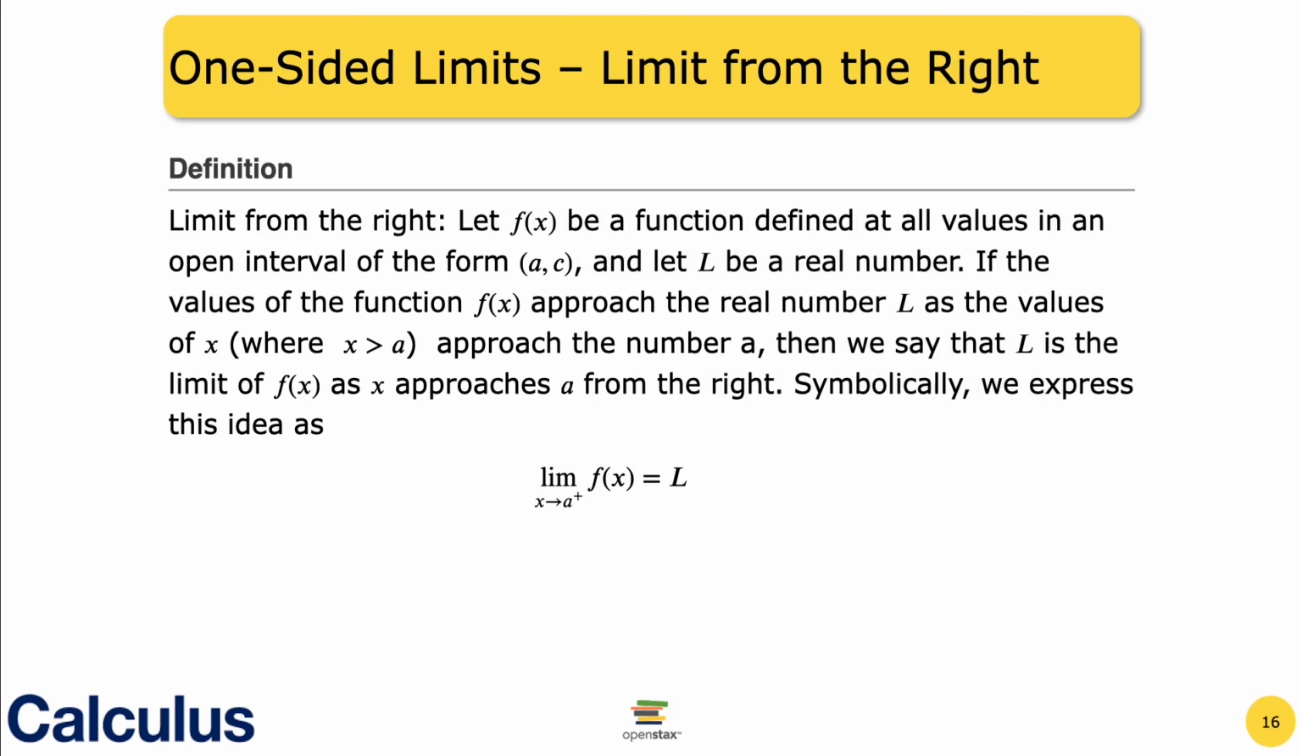One-sided limits. Limit from the right. Let f of x be a function defined at all values in an open interval of the form (a, c), and let L be a real number. If the values of the function f of x approach the real number L, as the values of x, where x is greater than a, approach the number a, then we say that L is the limit of f of x as x approaches a from the right, and symbolically, we express this idea as the limit as x approaches a from the right of f of x equals L.